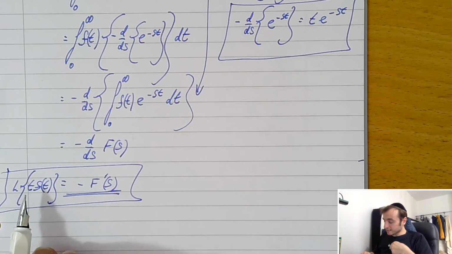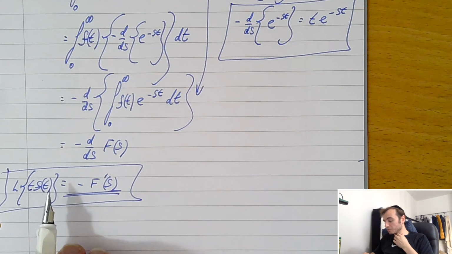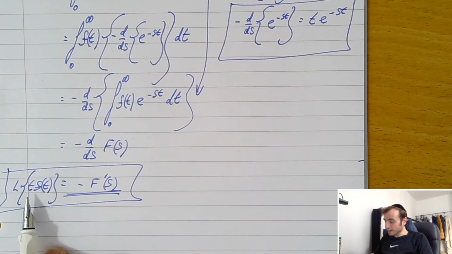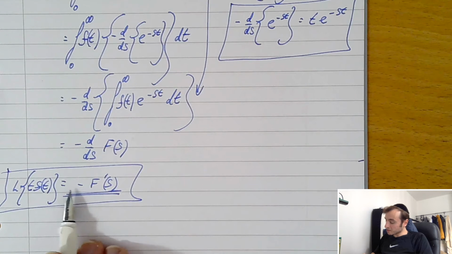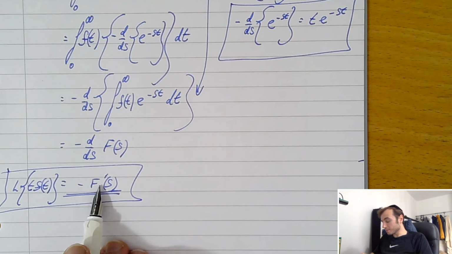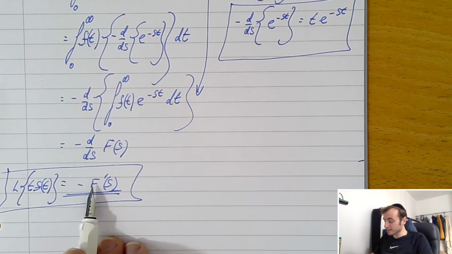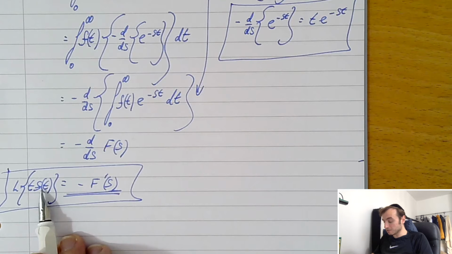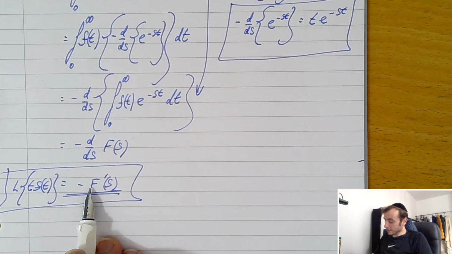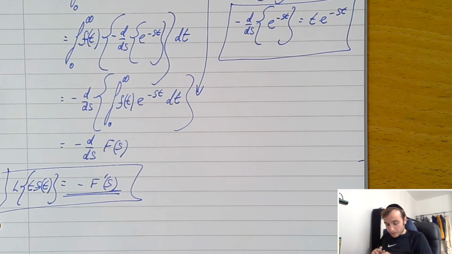So anytime you have the Laplace transform of a function multiplied by t, it's just going to be equal to the first derivative of F of s, whatever F of s is. So you would just find the Laplace transform of f of t, then differentiate that, and multiply it by minus 1. So let's have a look at an example.